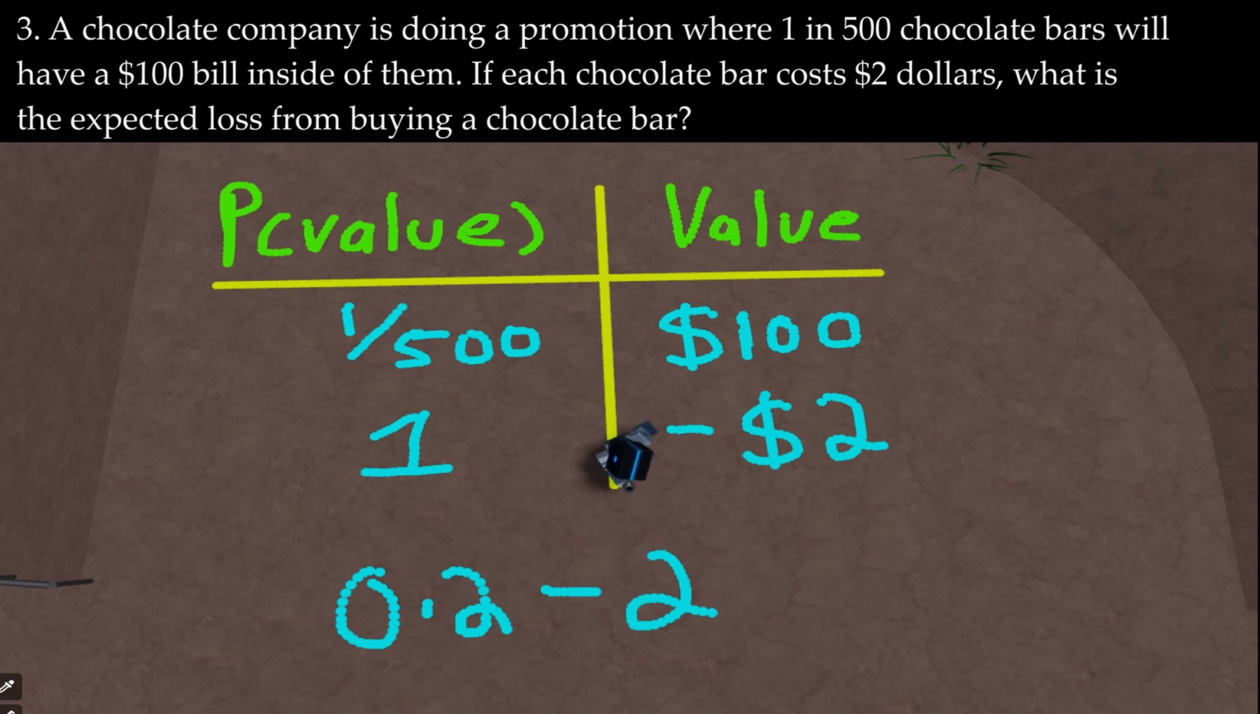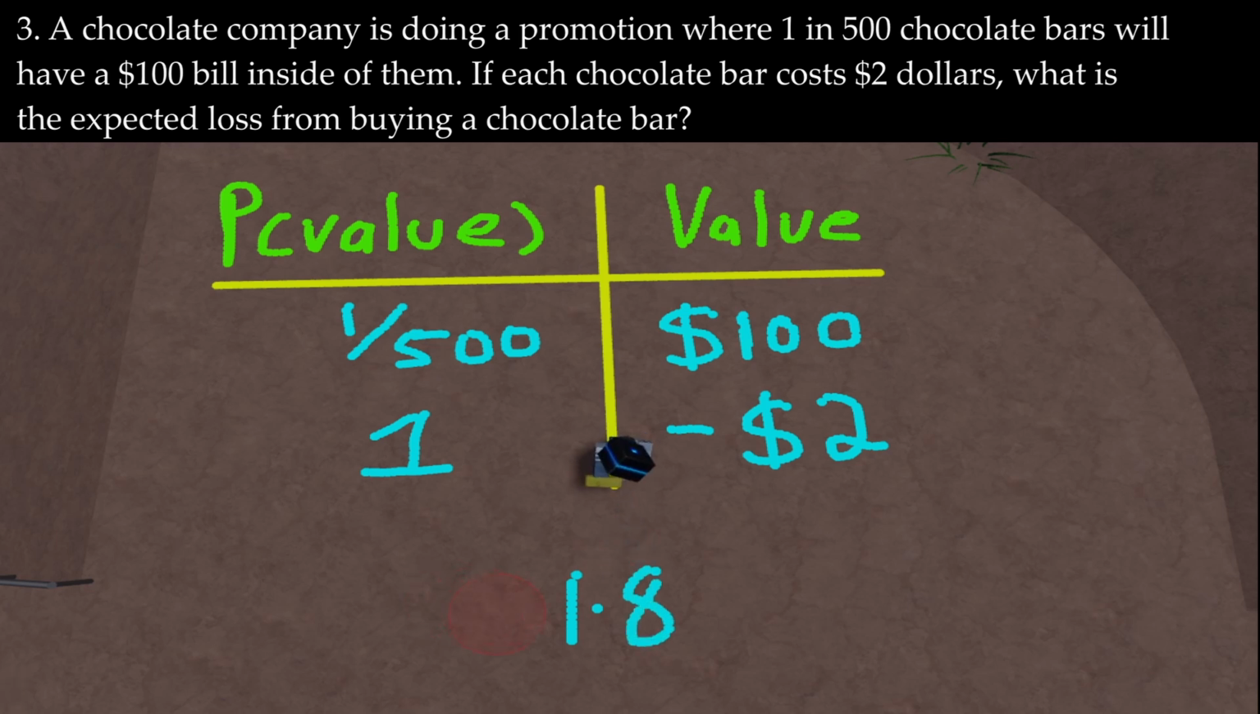And then 0.2 minus 2 is just -1.8. So let me rewrite that minus sign on the outside and put a dollar sign in here. So this says, on average, if you bought lots and lots of chocolate bars, you would lose $1.8 for every chocolate bar. So this is our expected value.